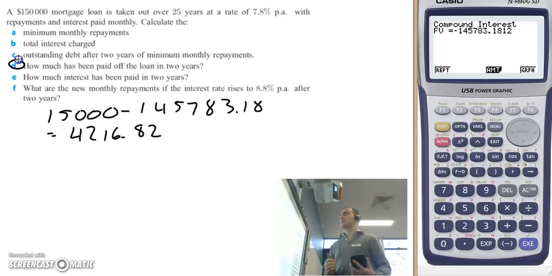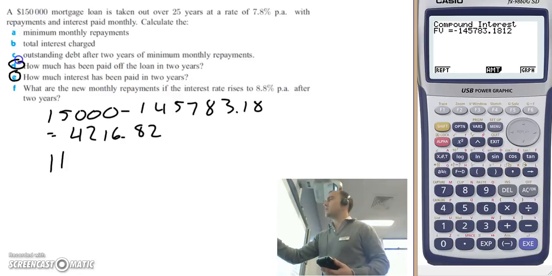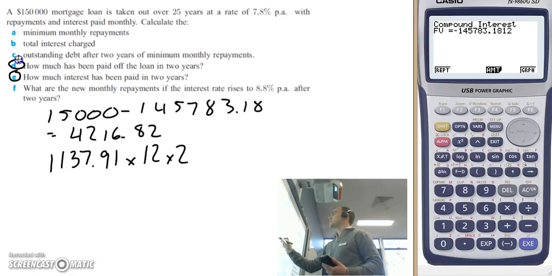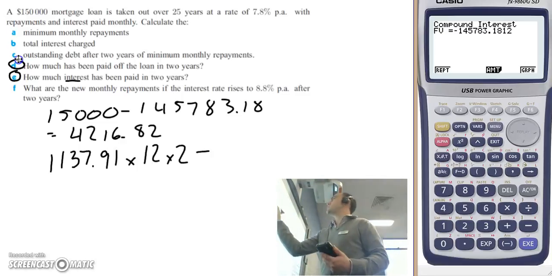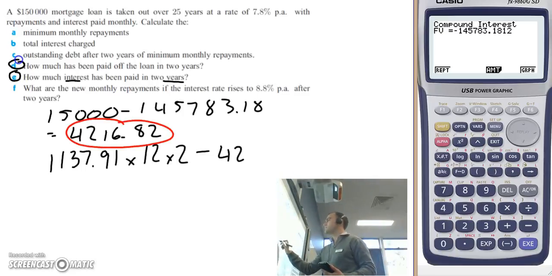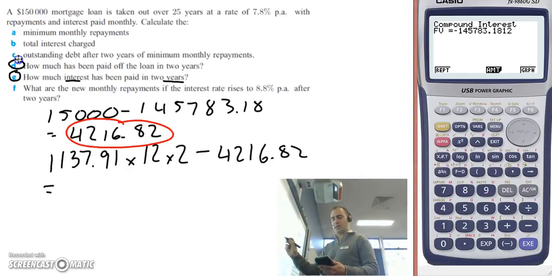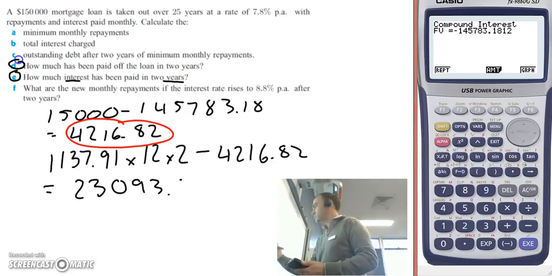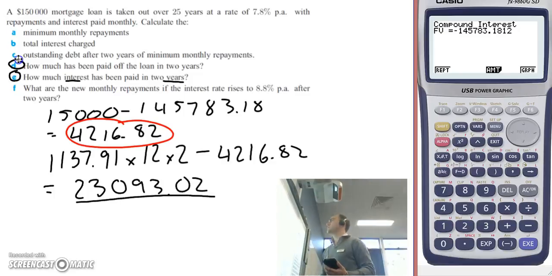The rest of that is interest, which leads us to see how much interest has been paid. We paid $1,137.91 for 12 months, for 2 years. Subtract, so we're finding out how much interest has been paid in 2 years. This is the amount that we've actually paid off our loan, so we're going to take that away. And that means that we have paid $23,000, which is a lot of interest.